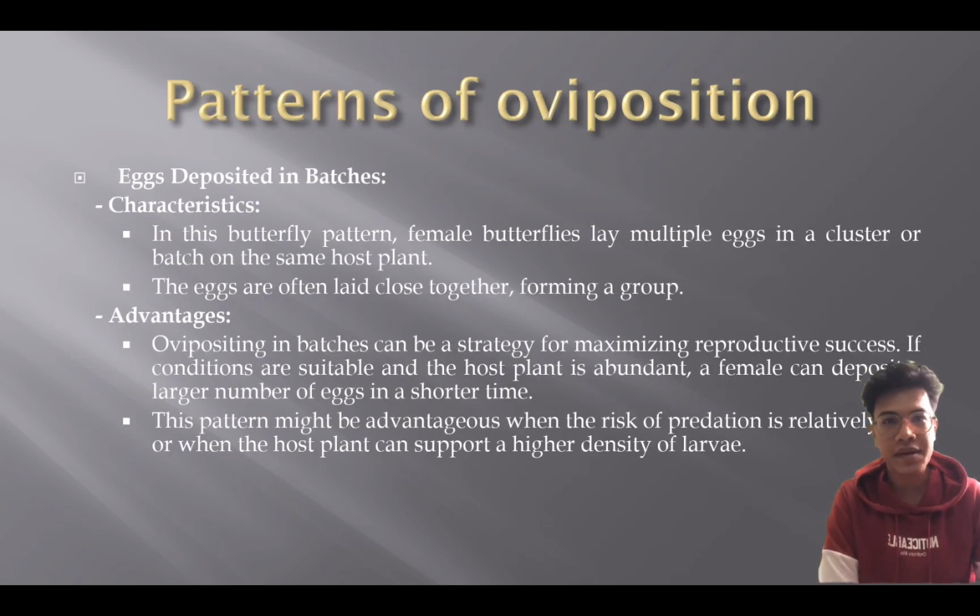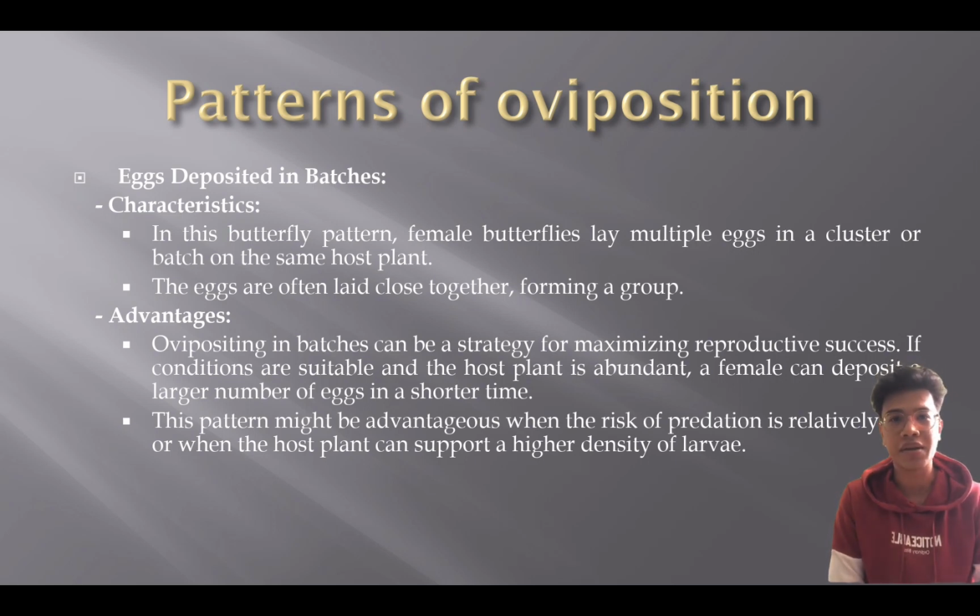So the next slide is patterns of oviposition for butterflies, which is eggs deposited in batch. What is eggs deposited in batch? So for the characteristic of this butterfly pattern, female butterflies lay multiple eggs in a cluster or batch on the same host plant. The eggs are often laid close together, forming a group.